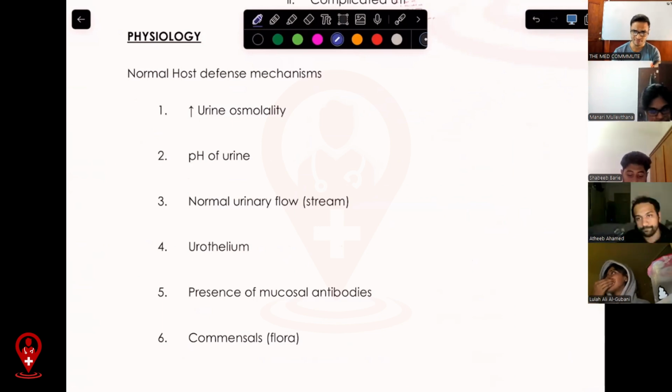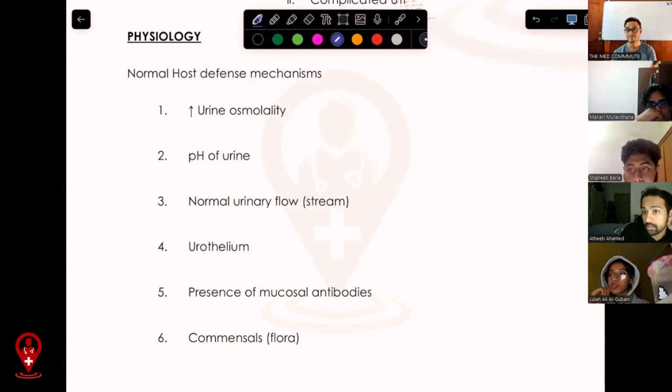What is the unit we use for osmolarity, per liter or per kilogram? Osmolality, not osmolarity. Osmolality is milliosmoles per kilogram, the concentration per kilogram. Osmolarity, R-I-T-Y, is milliosmoles per liter.